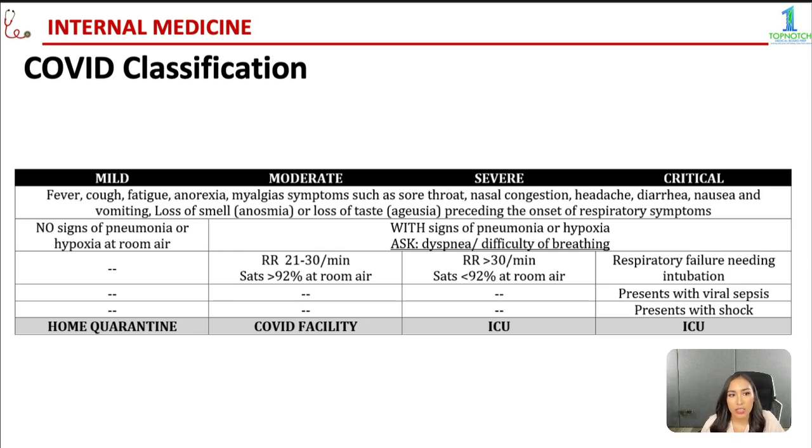So, let's look at the COVID classification. Mild, no signs of pneumonia. Home quarantine lang. Moderate, may signs na of pneumonia. Takip-nik na, 21 to 30, pero ang SATs mo greater than 92. COVID facility lang yan. Kapag severe, RR mo 30 and above na. Saturation mo, ang baba na, less than 92. ICU na yan. Tapos ang critical, kapag na-intubate mo na, pag nagva-vasopressors ka na, and septic na yung pasyente.